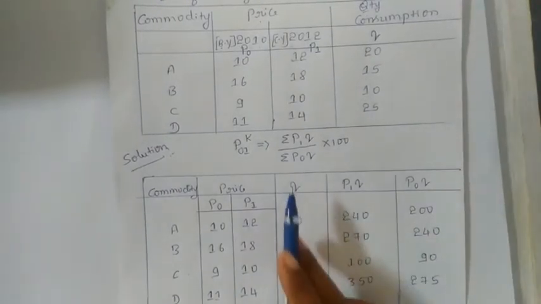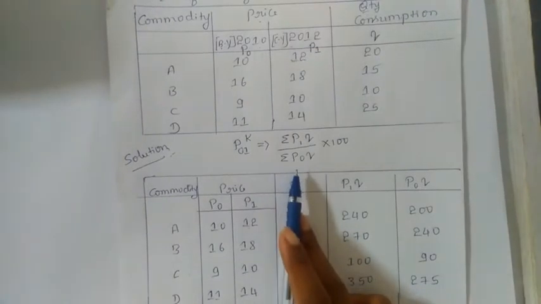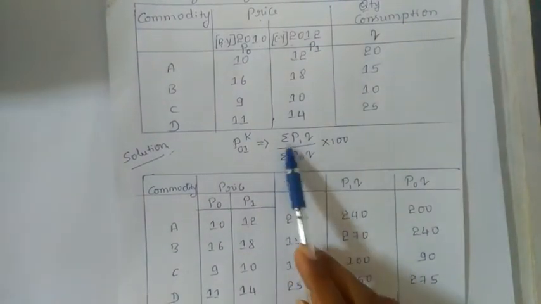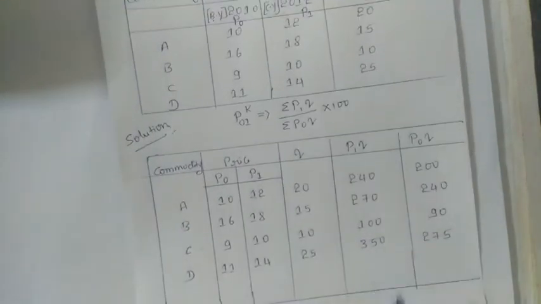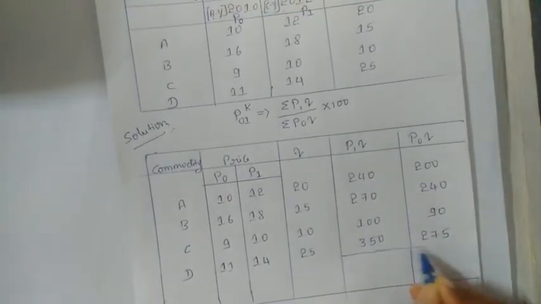Then for the formula, which column you have to add? So see here, summation P1Q. So you add these two columns.